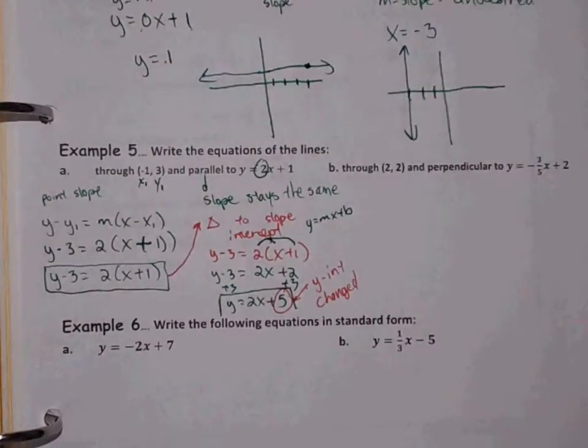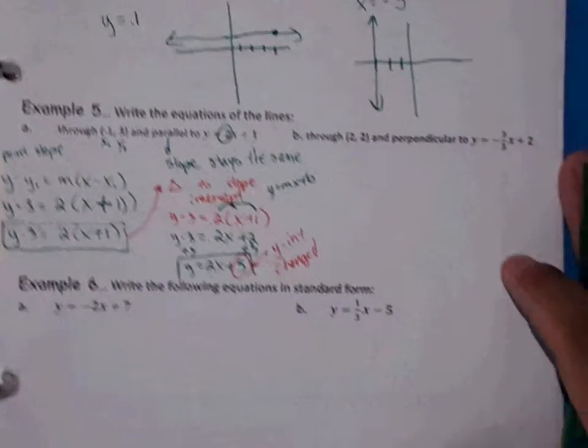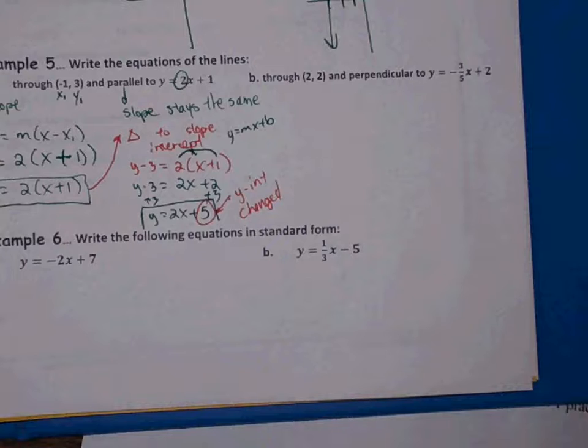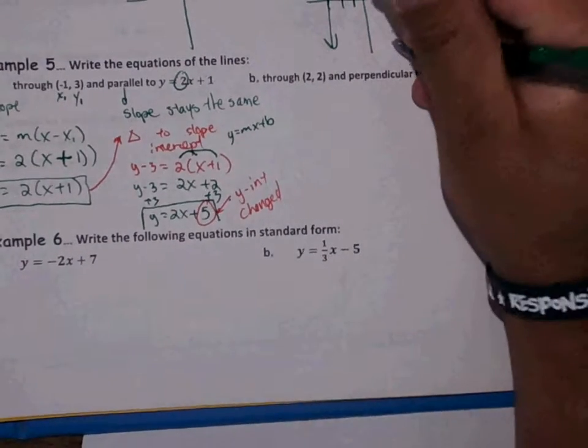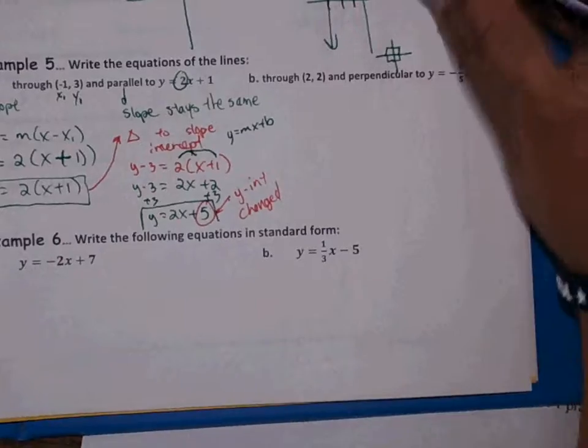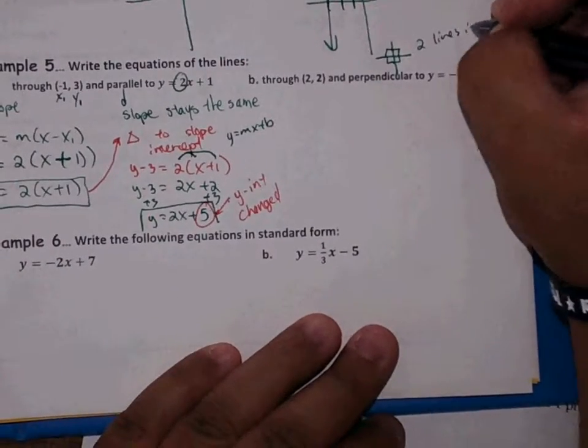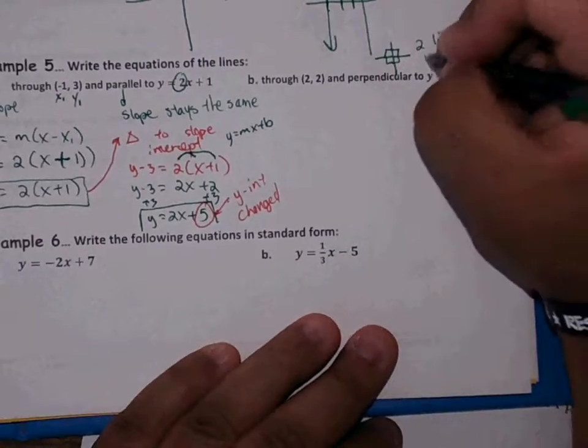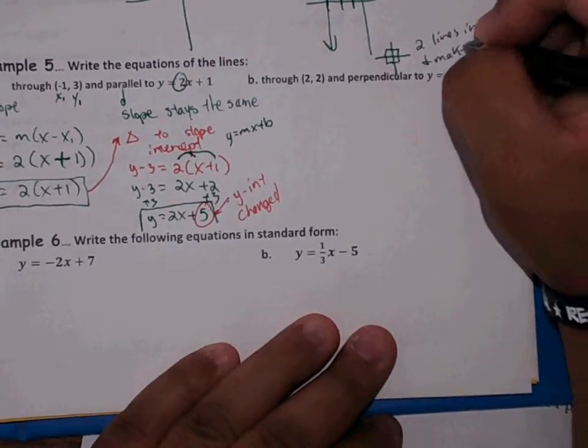Now, let's look at 5B. They gave us a point, and they want us to write the equation of a line that is perpendicular to this one. Someone in seat 15, what does perpendicular mean? It makes a cross, so the two lines intersect and they make 4 right angles.